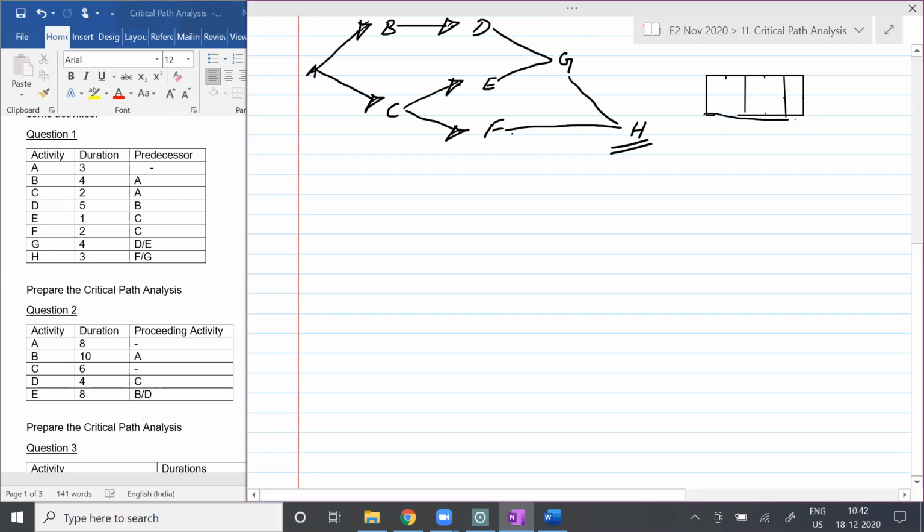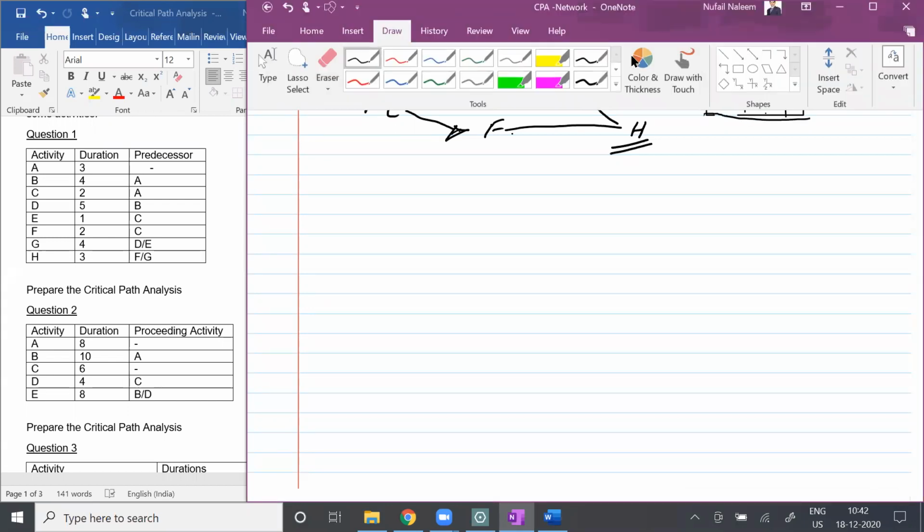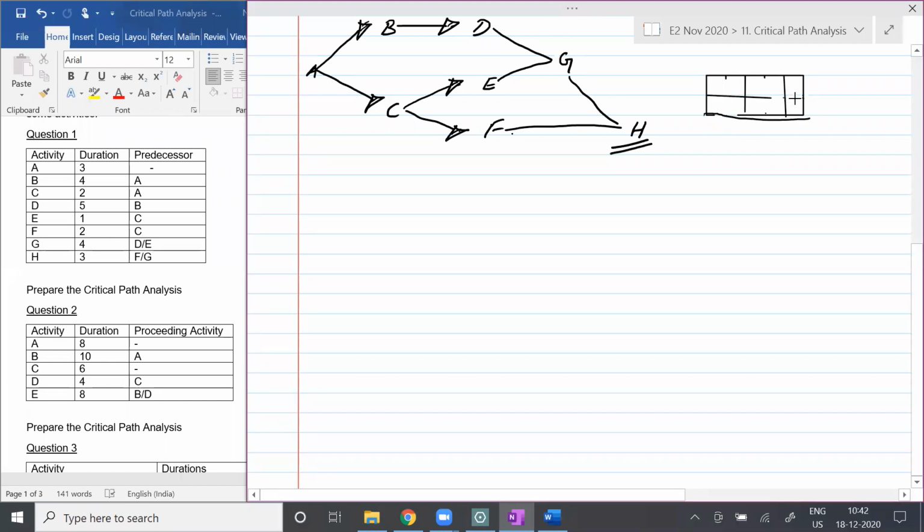Okay, so students, if you see in this box method, this box is made out of like this one. This area is known as activity. What is that, Malik? Activity. This one is duration. That is the time. And this one is known as ES, which is early start. What is that? Early start. And this is LS, which is late start.